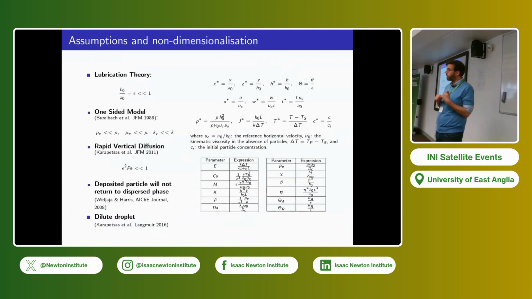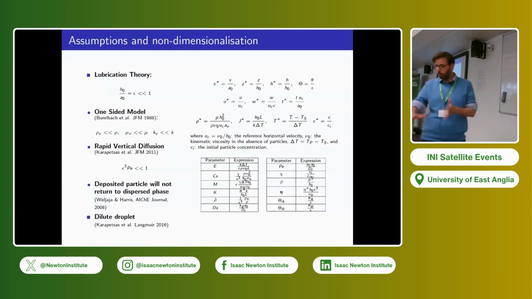So, assumptions: lubrication theory, so a one-sided model. The quantities of the vapor are much less important than the quantities in the liquid. Rapid vertical diffusion was introduced by Carapezza et al. in 2011. Okay, we don't know that they completely introduced it, but we use their construction, in which the concentration does not depend on y, just on x. The deposited particles will not return to the dispersed phase, and the droplet is dilute, so the particles don't influence the flow. The only thing changing is that the viscosity depends on the concentration.